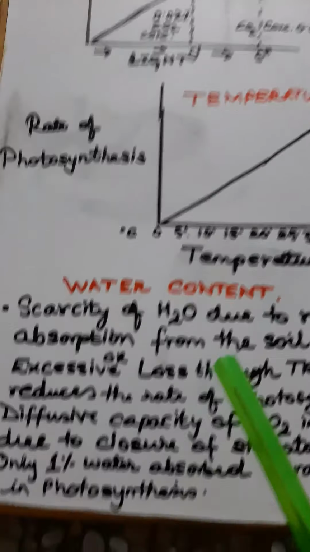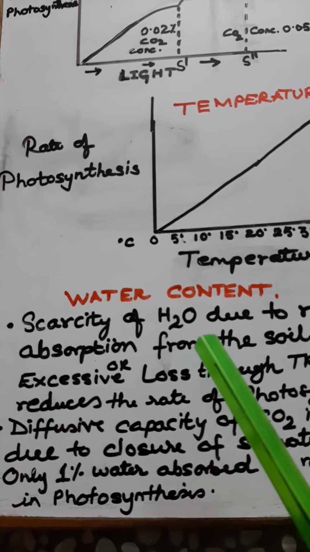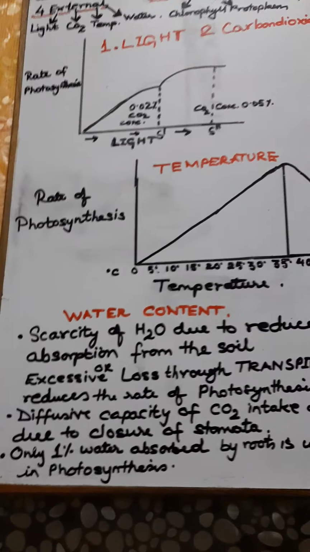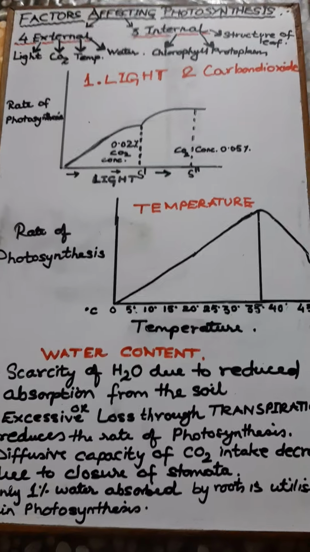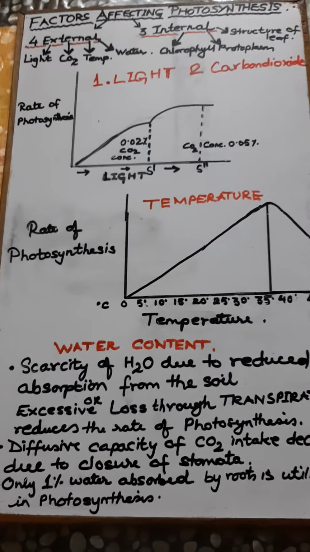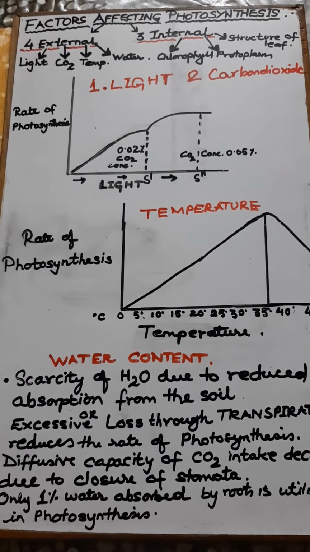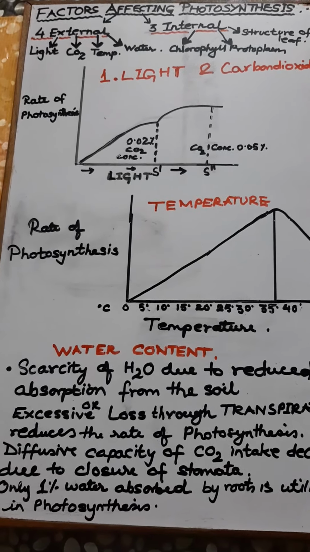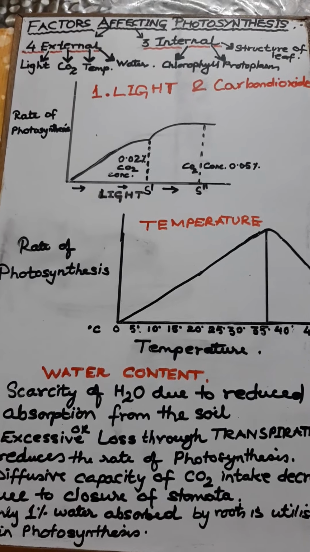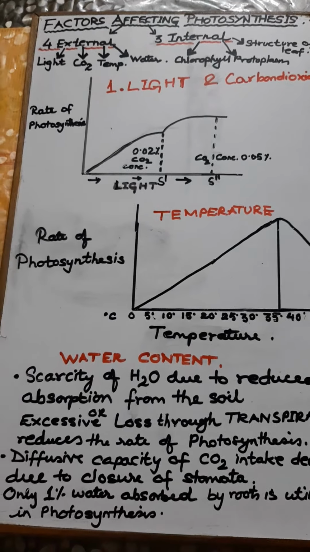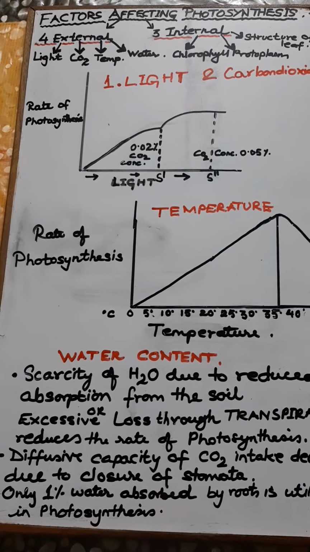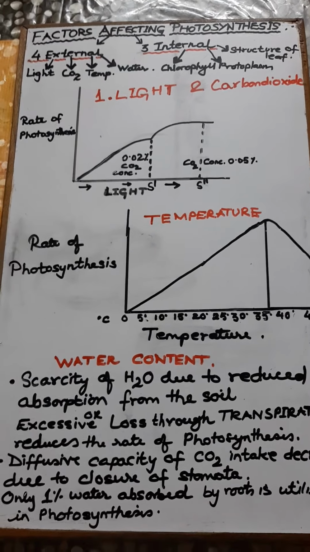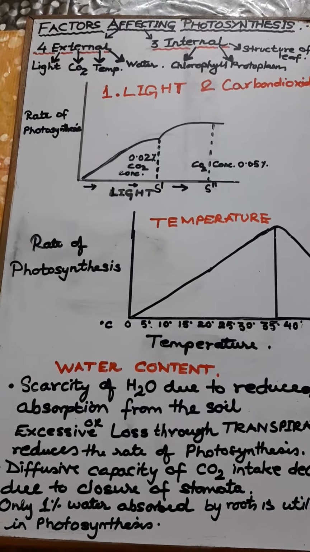Now we come to the next factor, external factor, that is water content. Now, there could be scarcity of water in the plant body. It could be because the roots haven't absorbed enough of water from the soil for some reason. Or it could be that there has been so much of loss of water through transpiration. Okay. Now, if this is the case, then there will be reduction in photosynthesis. Why will there be a reduction?